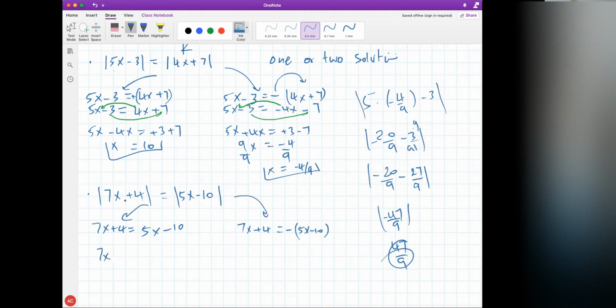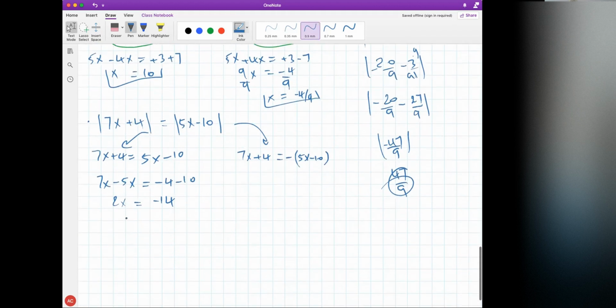So 7x, again, move this over, becomes negative 5x. Move the positive 4, becomes negative 4 minus 10. 2x equals negative 14. Finally, if you divide by 2, x is negative 7, right?